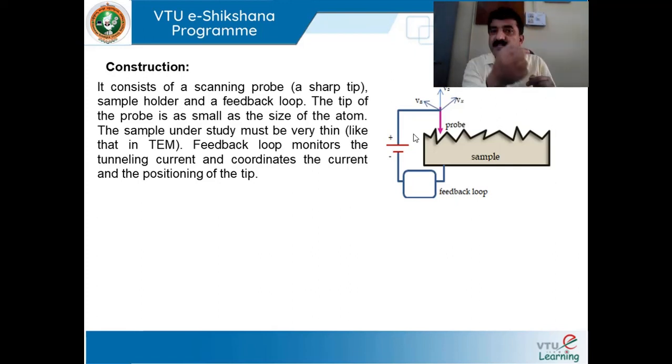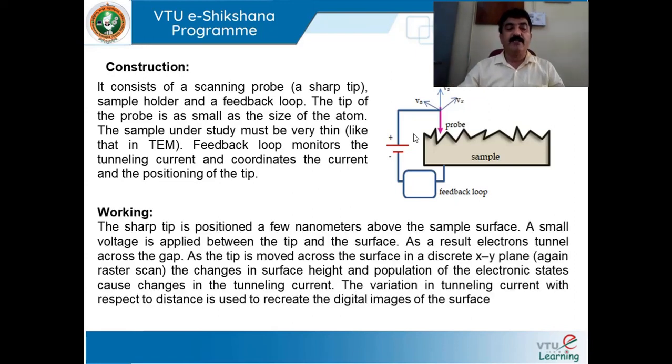As your probe moves, wherever there is a pit, the distance will be more and the current is less. Wherever there is a hump, the distance is less and the current will be more. So, by knowing the value of the current, you can make out whether there is a pit or a hump. If there is no change in the current throughout the scanning, you can easily say that there is no unevenness. The surface is perfectly smooth. Like that you can make out. So this is the working procedure.